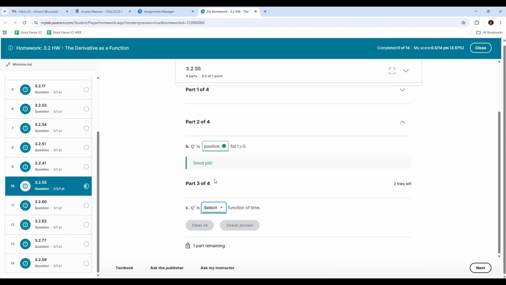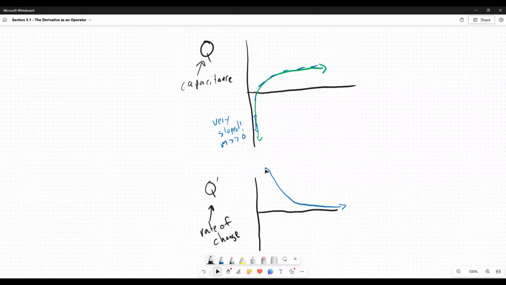Now, what about Q prime? Is it an increasing or decreasing function? Well, Q starts higher on the left and every piece it goes down. Q, I will go back to the original, is an increasing function. Yet Q prime is a decreasing function. Because reminder, even though Q is getting larger, the capacitance is growing larger, the rate of change of that capacitance is slowing down.